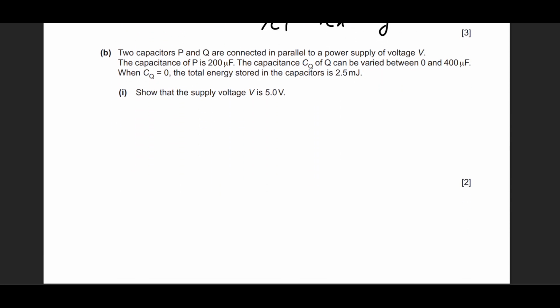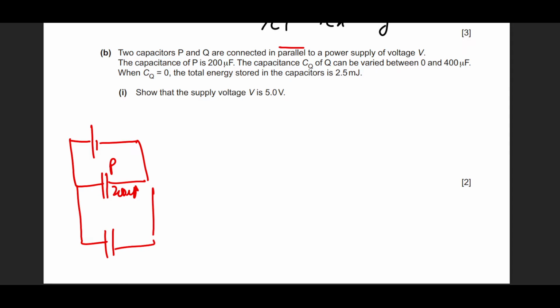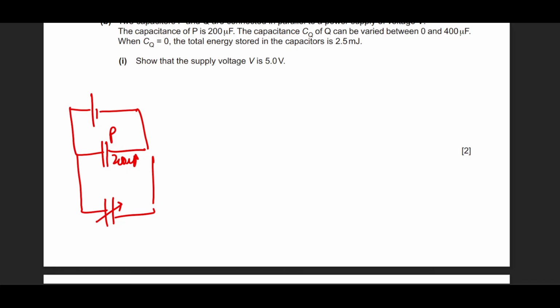The question changes entirely. He says capacitors P and Q are connected in parallel to each other, across a power supply of voltage V. Capacitor P is 200. Let's draw the circuit to visualize it better. So we have a capacitor P, which is 200 microfarads, and we have a capacitor Q, which can be varied from 0 to 400. So it's a variable capacitor Q, 0 to 400 microfarads.